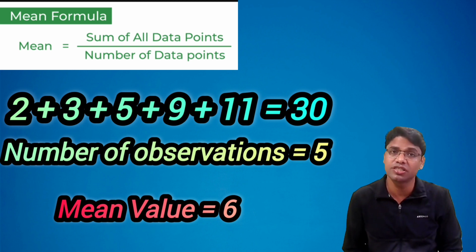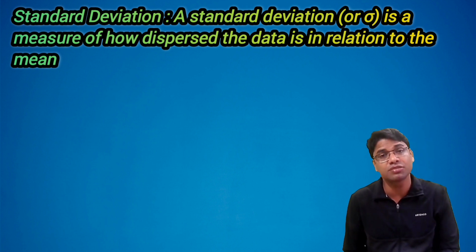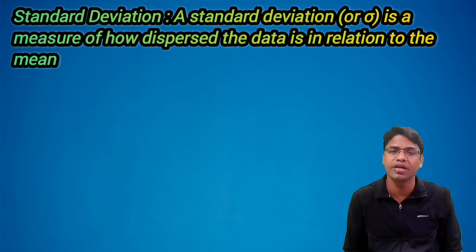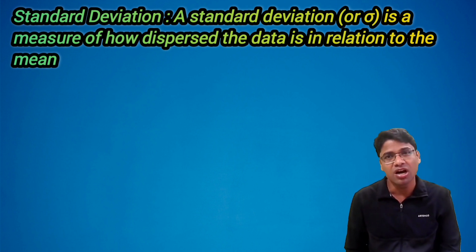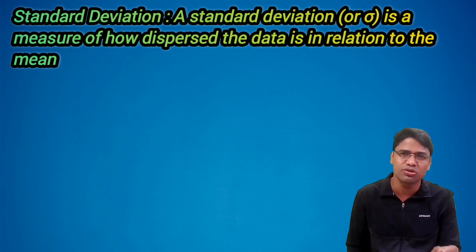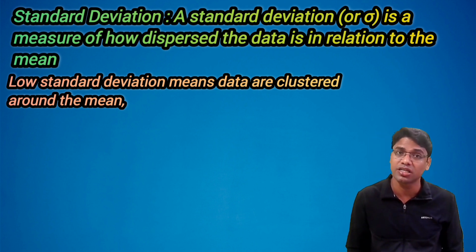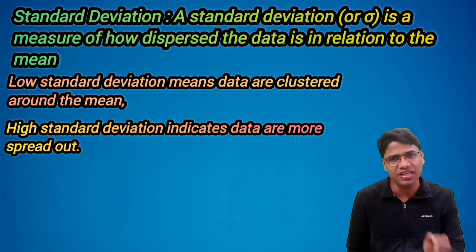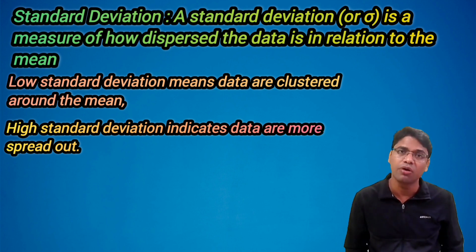Next term is standard deviation. Standard deviation is also called sigma. Standard deviation determines the spread of data around the mean or central tendency. A standard deviation is a measure of how dispersed or spread the data is in relation to the mean. Low standard deviation means data are clustered around the mean, and high standard deviation indicates data are more spread out.